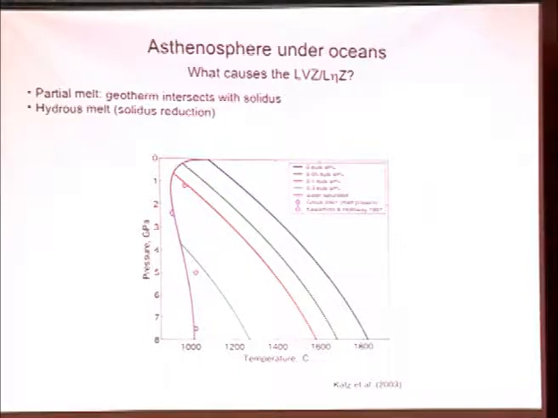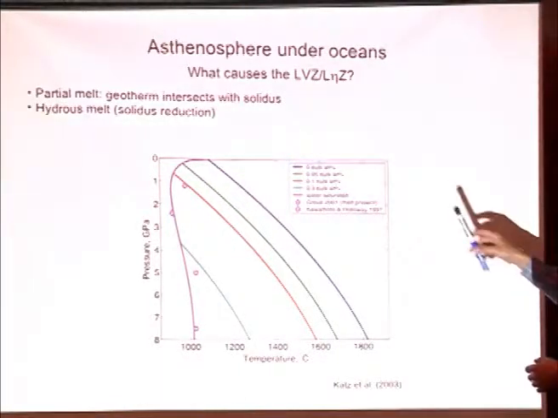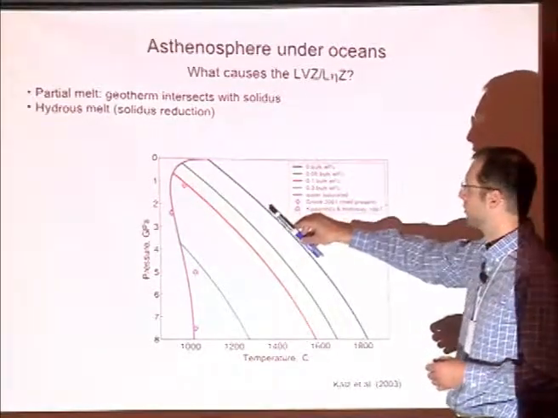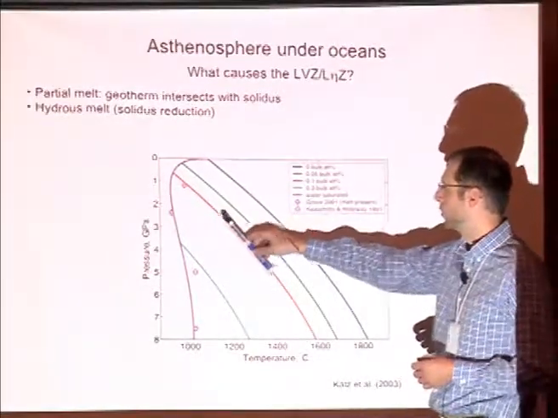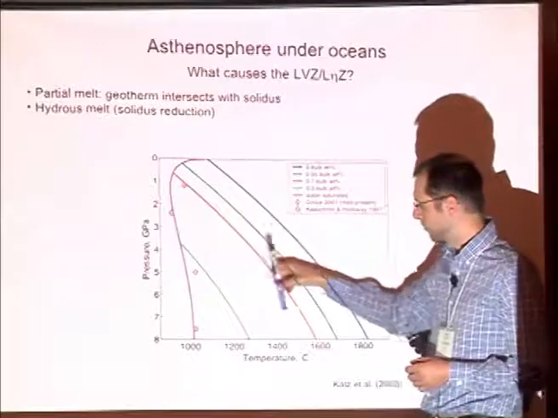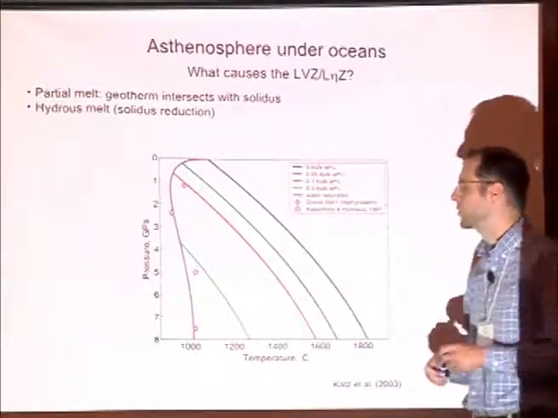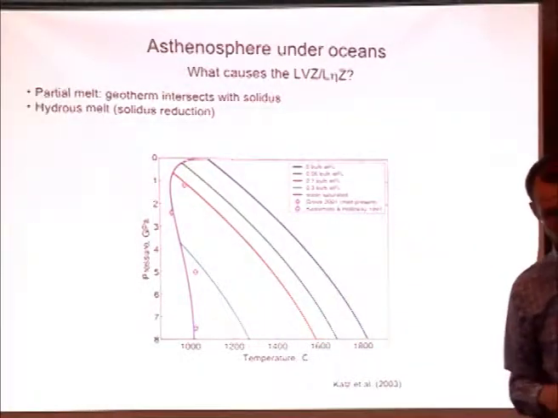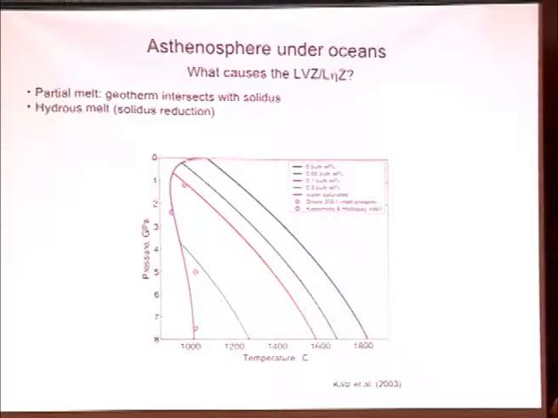This gets even more interesting when you consider how hydrous melt changes the solidus. Shown here is the reduction in the solidus. This is the dry solidus, and then the more water you add, the further you move to the left, the further you move to lower temperatures, so you could expect even more partial melt.